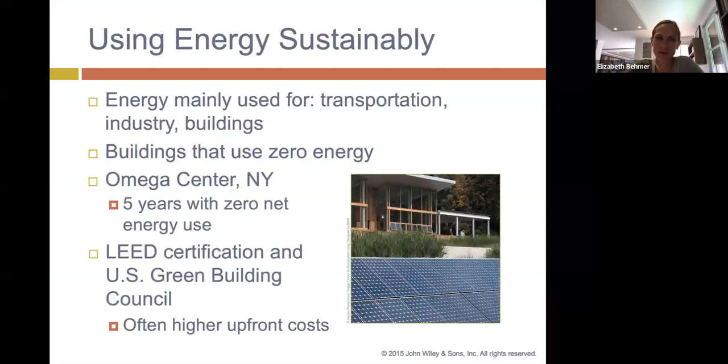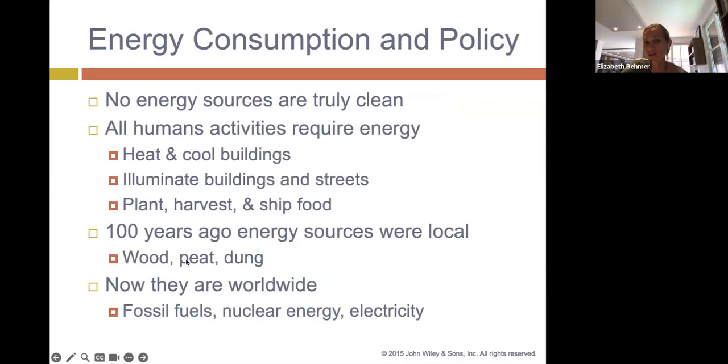So, using energy sustainably. Energy is mainly used for transportation, industry, and buildings. And there are buildings that use zero energy, like the Omega Center in New York, 5 years with a zero net energy use. And it has LEED certification from the US Green Building Council. Often there are higher upfront costs to get your buildings completely green, but then they will give you zero net energy use.